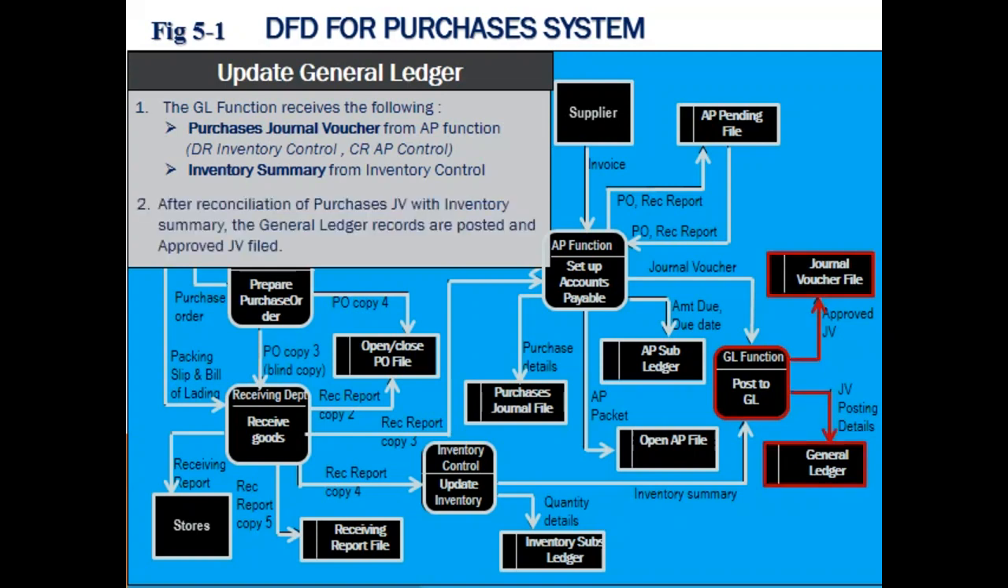After reconciliation of these figures, the GL clerk can then post the journal voucher to the GL and files the journal voucher as audit trail.